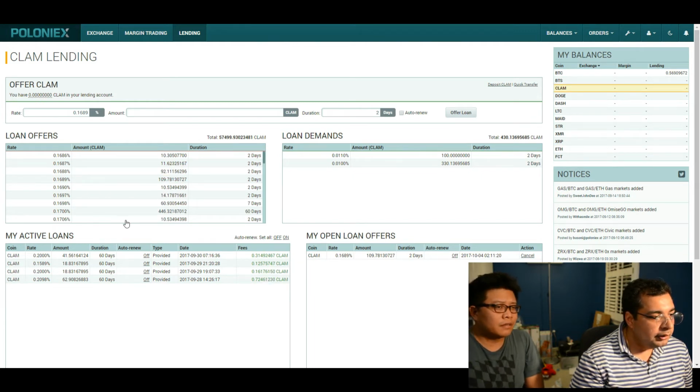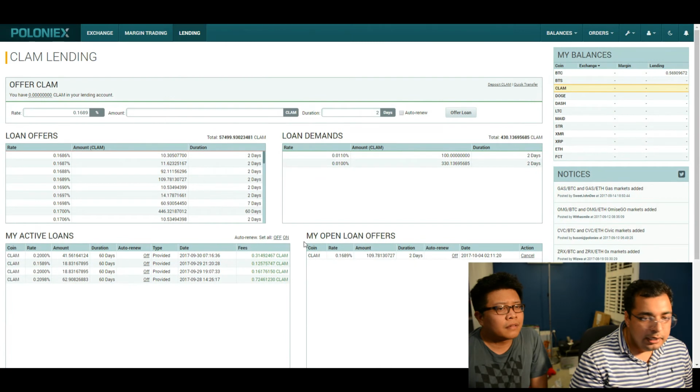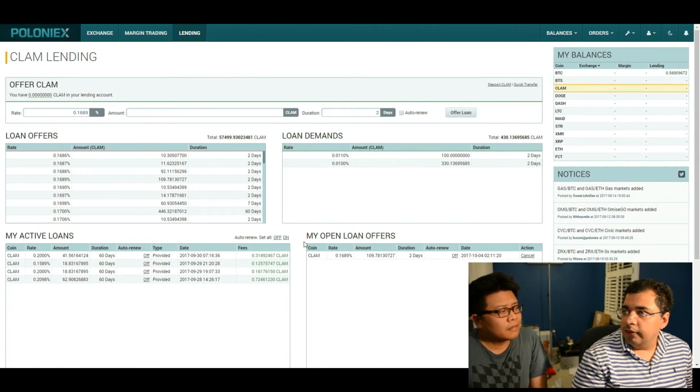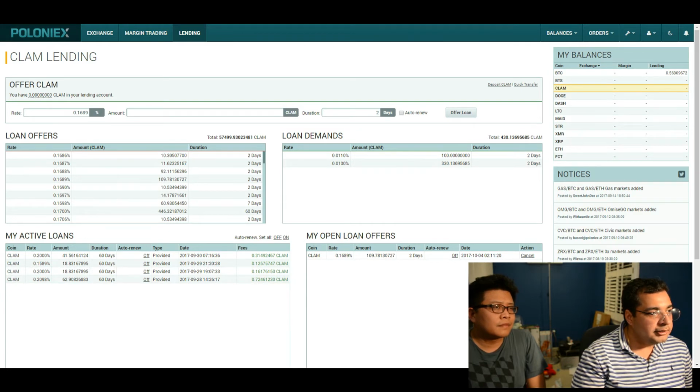Is there a fee? So Poloniex, yeah, exactly. Poloniex charges a small fee. If I'm not mistaken, it's 0.15 of your return. Okay. So, but they automatically take that out, and they give you the amount of collected amount. So this fees section is how much I will receive once the loan comes up. When the loan comes up, the money will go back to the offered clam section.